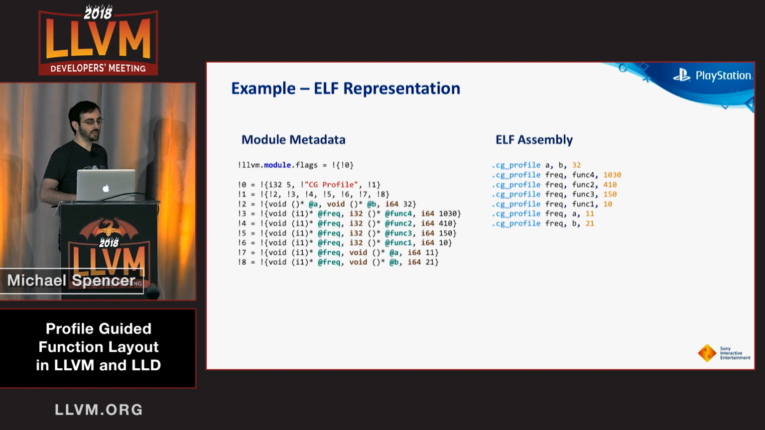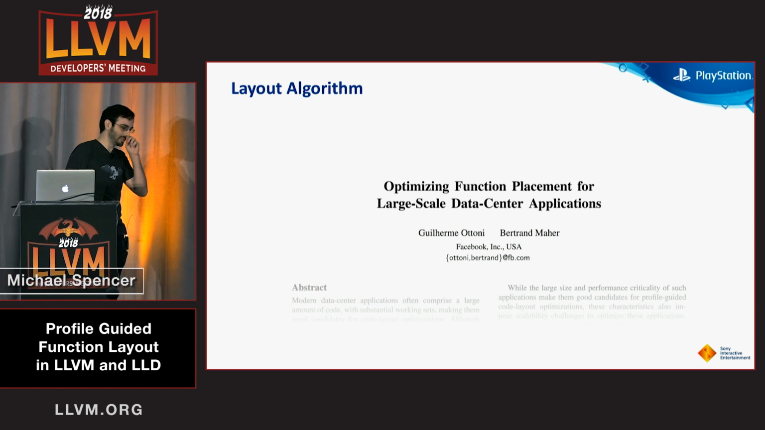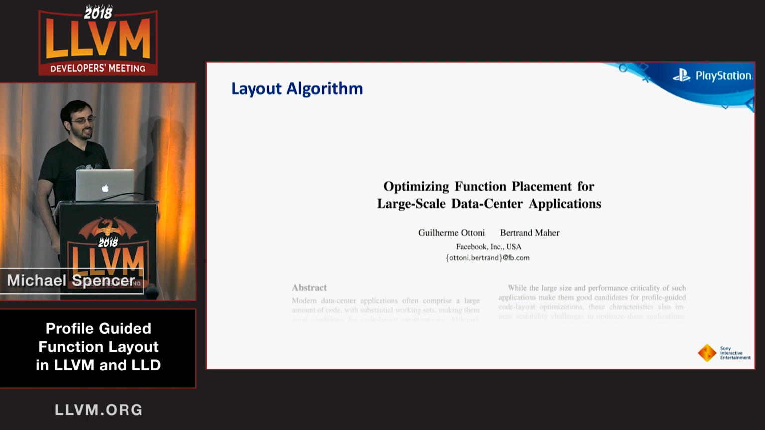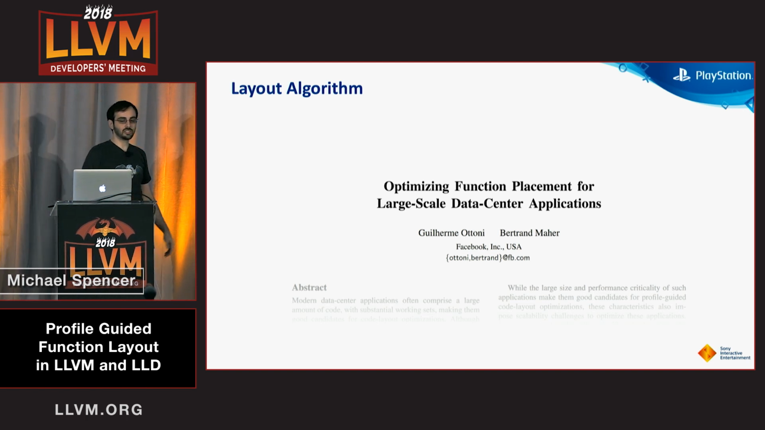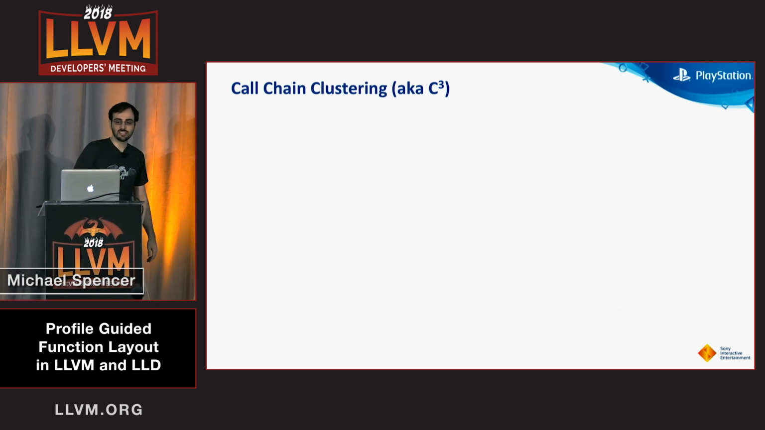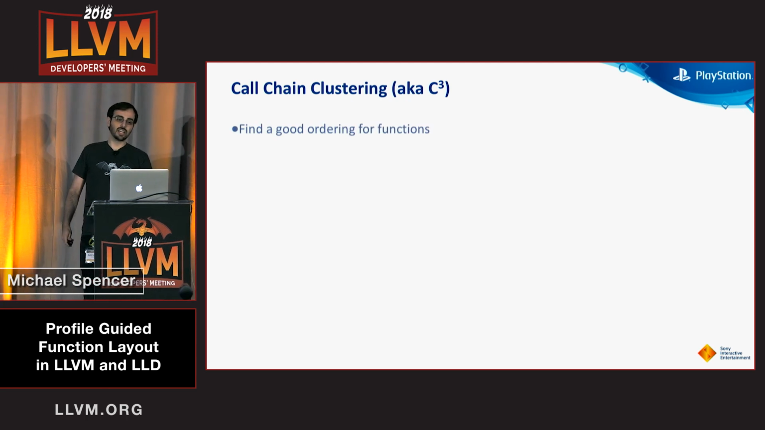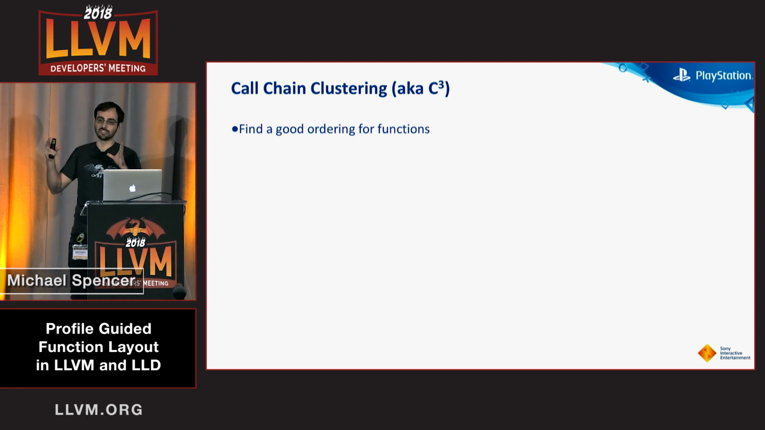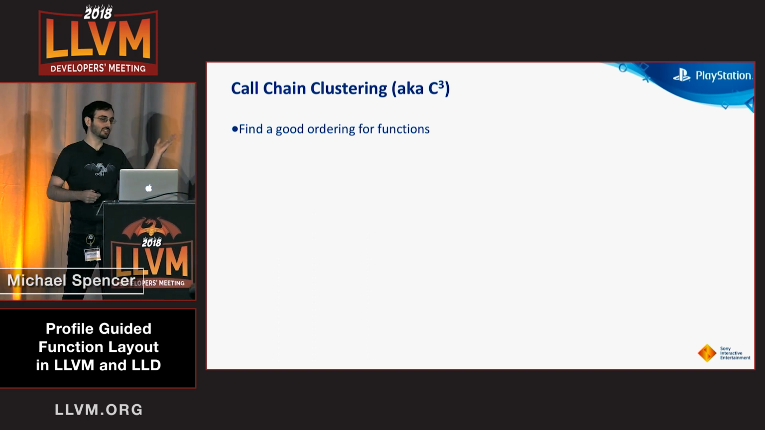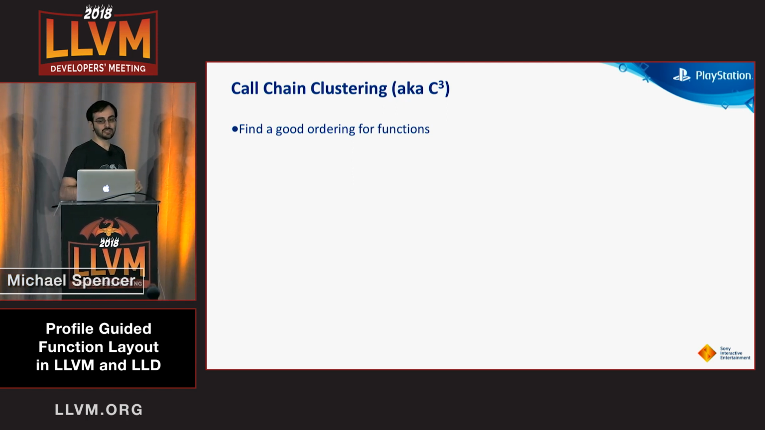Now, once we actually have this, the linker has it. The linker needs to do some layout. And so for that, we need a layout algorithm. And there's actually a great paper by Ottoni and Maher from Facebook, which describes the call-chain clustering heuristic. And so the goal of this heuristic is to find a good layout, but it does that by forming clusters of functions. And it does this by looking at call chains. And so now that we have this call chain profile, it says what function calls what function, now we can use that to form these clusters.